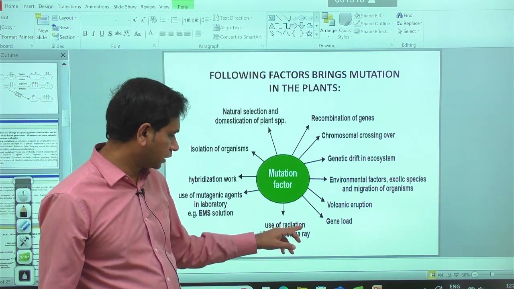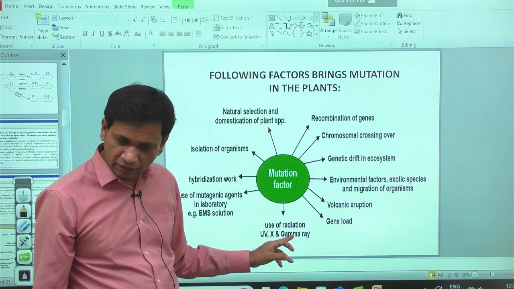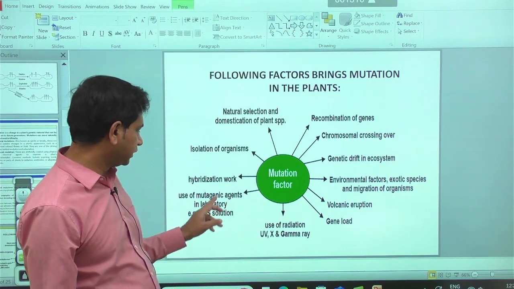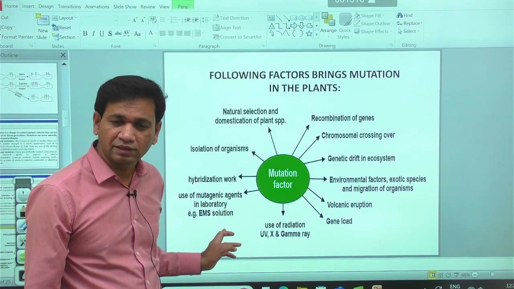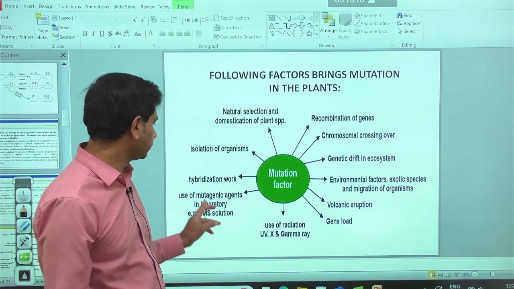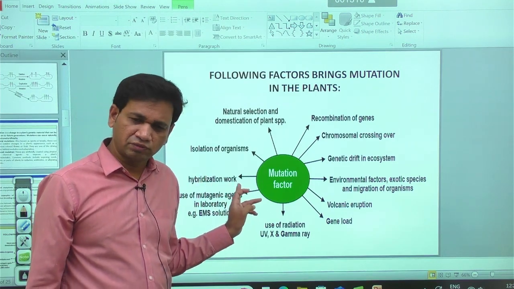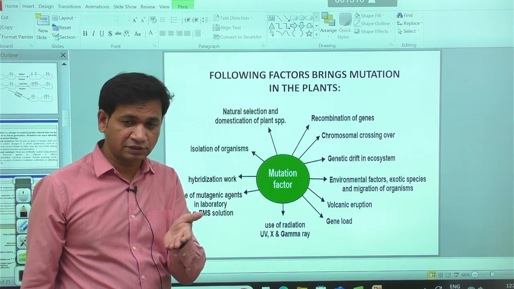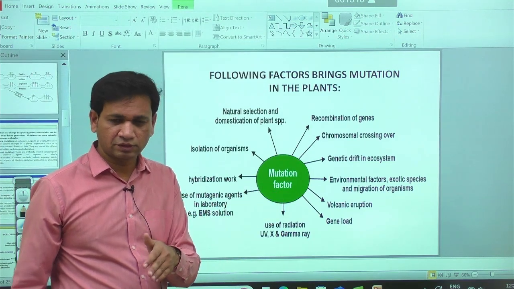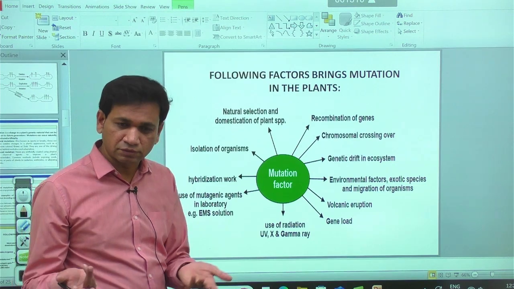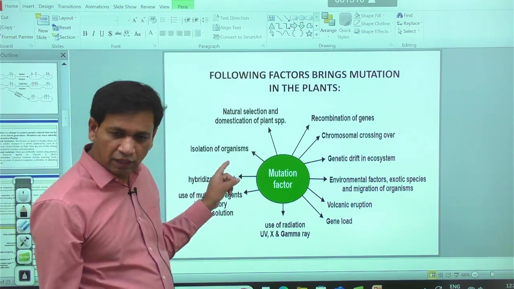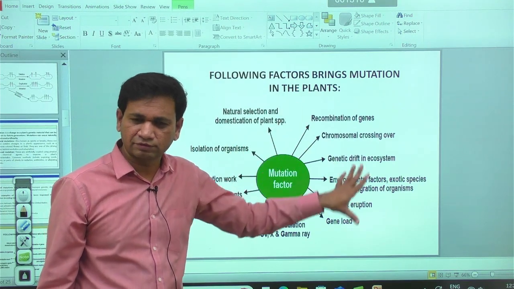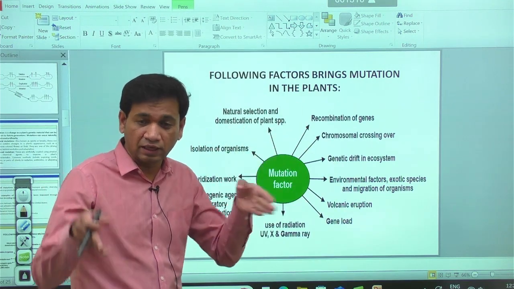Then use of radiation, UV, X-rays and gamma rays, we call radiation breeding. Then use of mutagenic agents in the laboratory, like ethyl methyl sulfonate chemical, EMS solution. With the help of hybridization work like the backcross method, changes in the DNA sequence can also be possible, right? Then isolation of the organism, natural selection and domestication of plant species. With the help of these factors, mutation can occur in the given ecosystem.